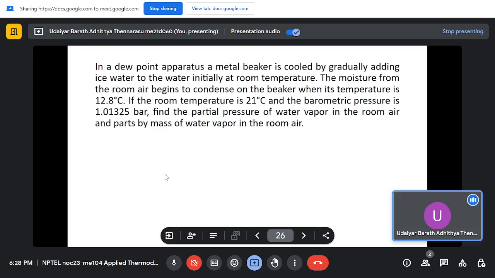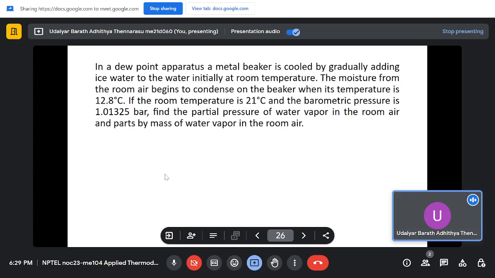So the next question is, in a dew point apparatus, a metal beaker is cooled by gradually adding ice water to the water initially at room temperature. So you have a dew point apparatus, and in that you have a metal beaker which is cooled gradually by adding ice water to the water initially at room temperature. The moisture from the room air begins to condense on the beaker when its temperature is 12.8 degrees Celsius.